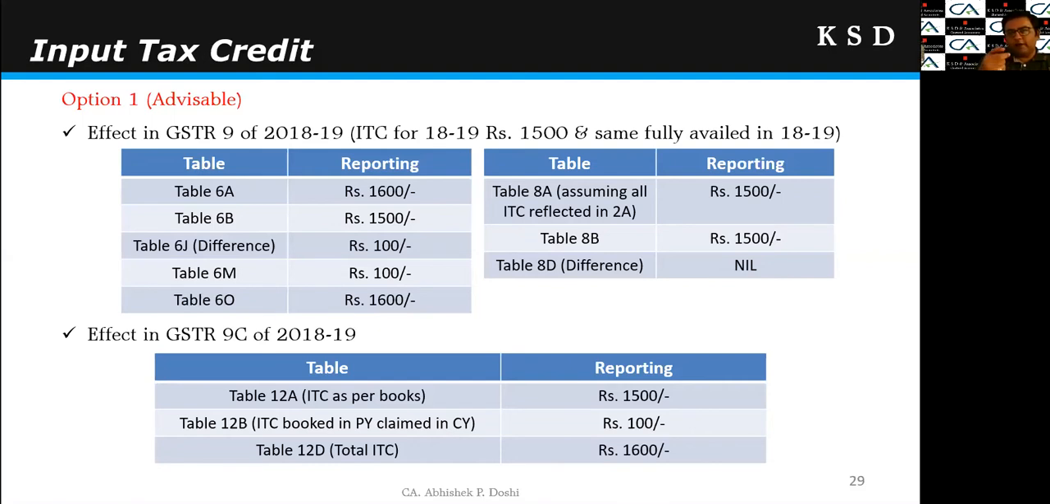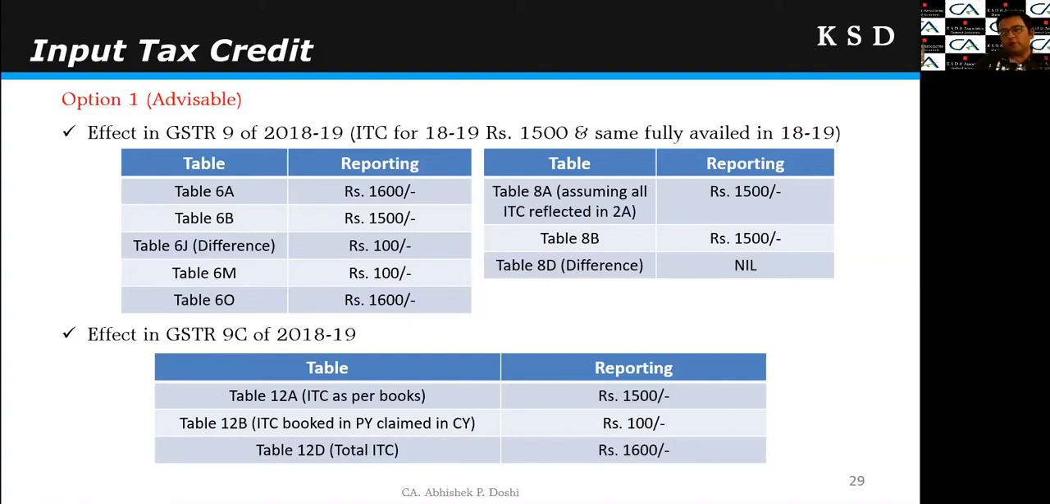I will reflect the 100 rupees of previous year credit under the table 6M. Table 6M is regarding any other ITC. So here I will prefer to report 100 rupees ITC of 17-18 under the table 6M. And so my total credit as per 6O becomes 1600.